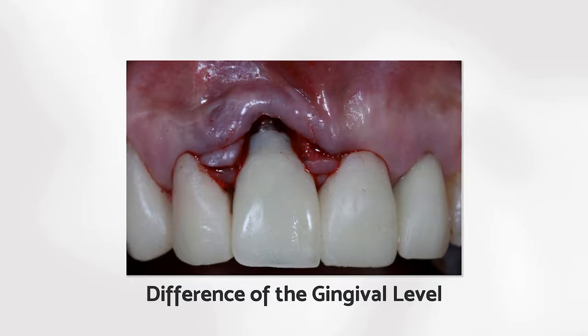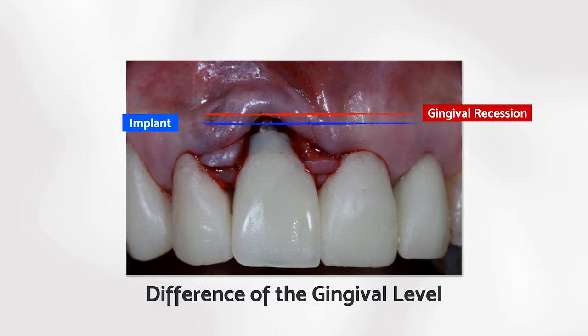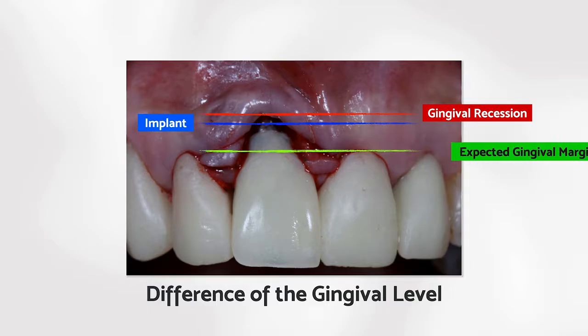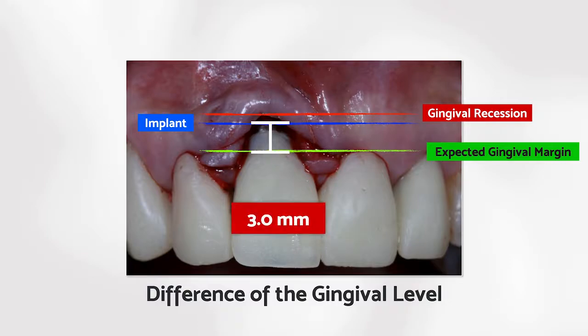Let's focus on this picture. I have many topics to be discussed with you. First of all, let's take a look at these lines. The red one represents the gingival recession. The blue one, the implant position. The green one, the expected gingival margin position. From the blue one to the green one, we should have around 3 millimeters in height.